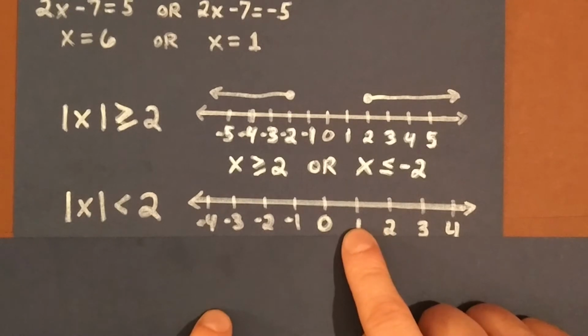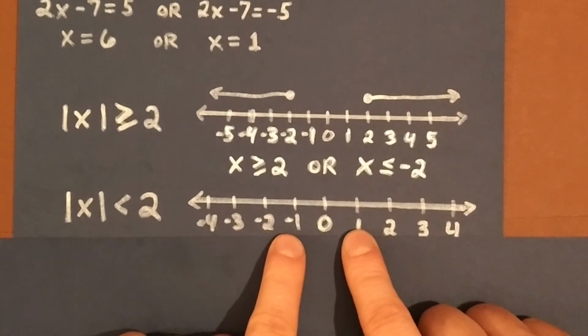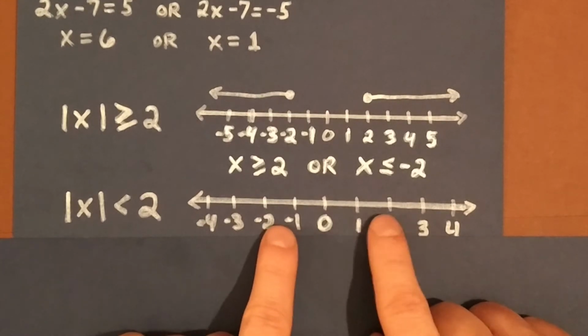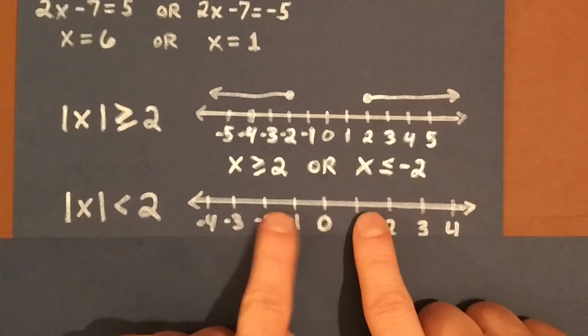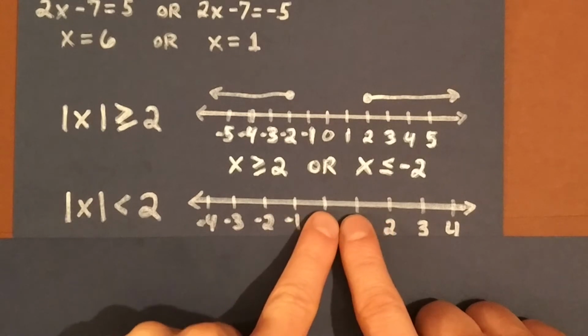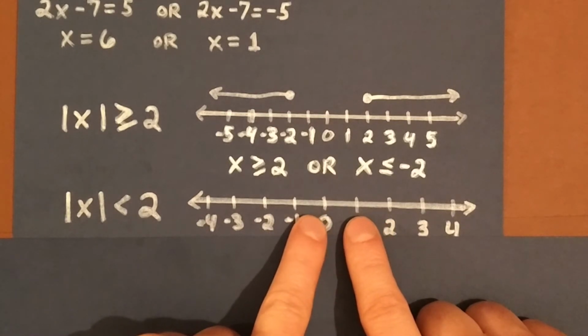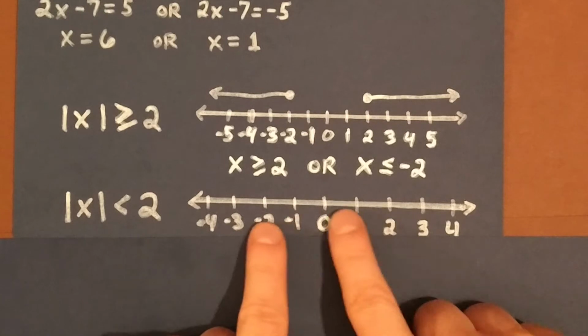Well, 1, for example. -1 also has an absolute value of 1, which is less than 2. And all of the numbers in between, 1.5, 0.2, and -0.6, all of those numbers in between here.